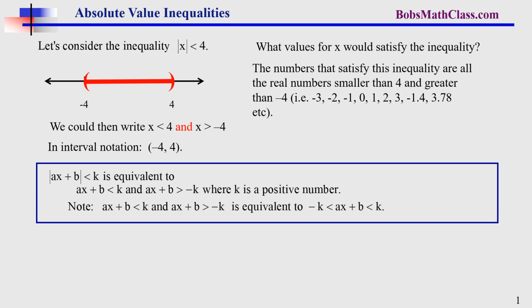Okay, here's a property that we just used. The absolute value of ax plus b less than k gives us two inequalities. The first one is exactly the same, ax plus b less than k, and ax plus b greater than negative k. And we have to say that k is a positive number. So just like the last section, our value for k, that constant on the right-hand side, must be positive.